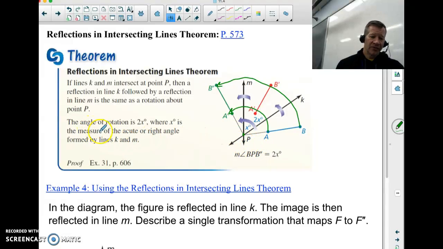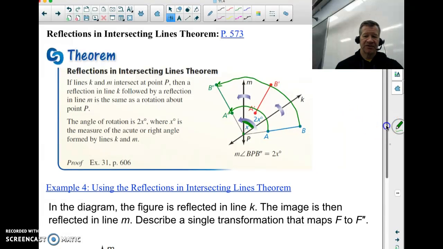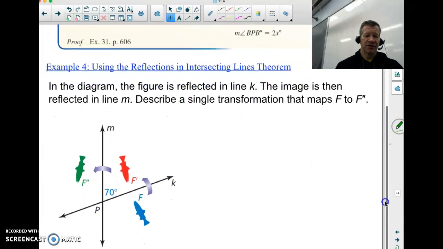Now, another important aspect of this is the angle of rotation altogether would be 2 times x, where x is the angle between line M and K. So if that angle that M and K made to start with was x, then after rotation, the angle between these two lines will be double that. Okay, so let's put that to work here.